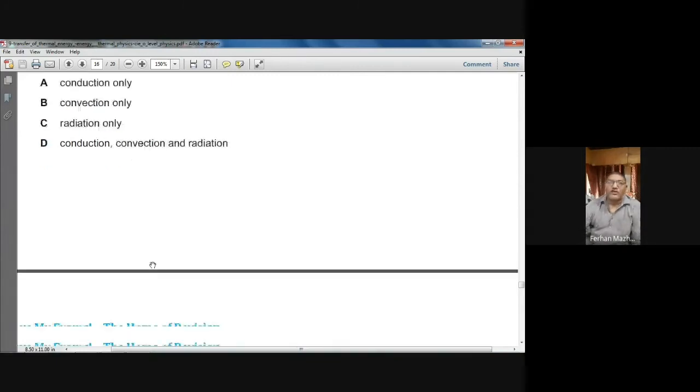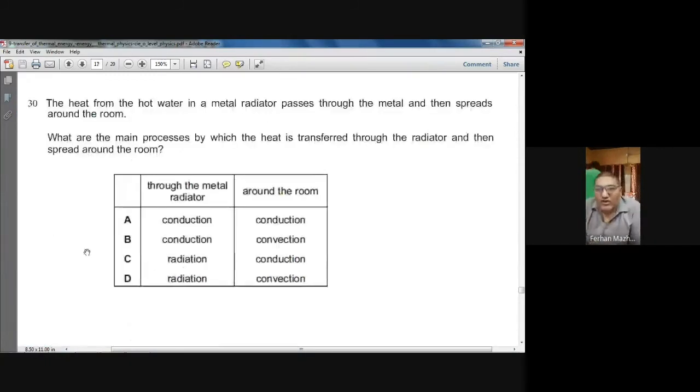Question number 30 is on your screen. The heat from the hot water in a metal radiator passes through the metal and then spreads around the room. What are the main processes by which the heat is transferred through the radiator and then spread around the room? Through the metal radiator, conduction will happen, and in the room, because the room has air, in the air convection takes place. So what's the option? B. Conduction and convection. So B is the right option. Question number 30, B is the right option.